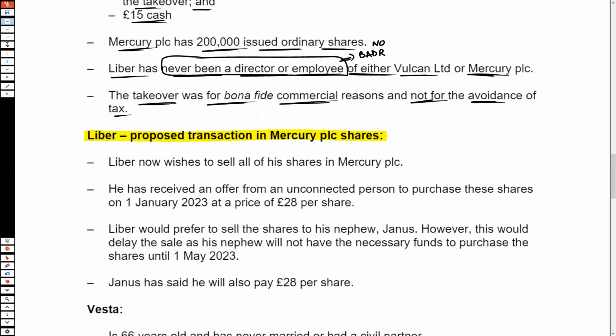Libor now wishes to sell all of the shares in Mercury PLC. He has received an offer from an unconnected person to purchase these shares on 1st Jan 23 at a price of 28 per share.